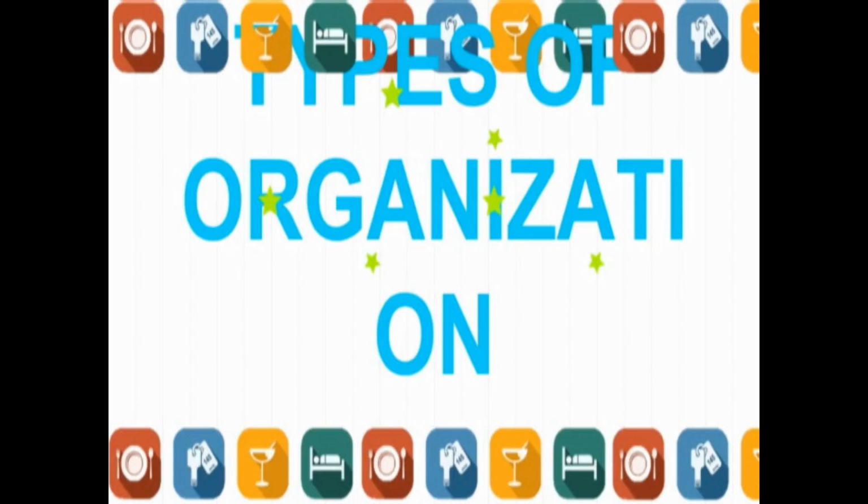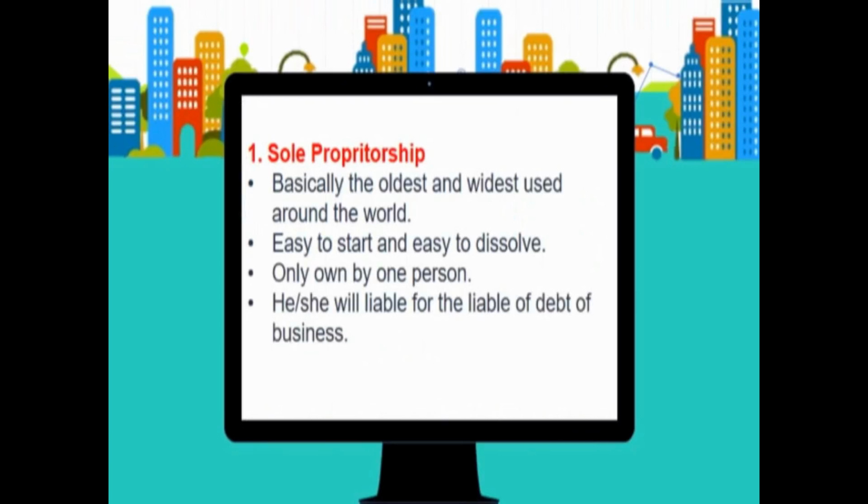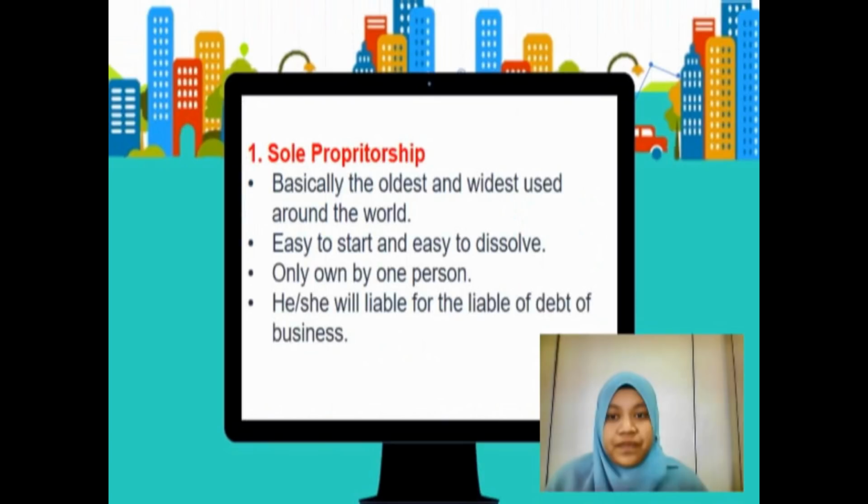Okay, this one kita ada types of organisation lah. Okay, the first one is sole proprietorship ataupun dalam bahasa Melayunya pemilikan tunggal. This one is basically the oldest and widest use around the world. So ini adalah yang paling tua sekali yang digunakan lah. It's easy to start and easy to dissolve sebab it's only owned by one person.